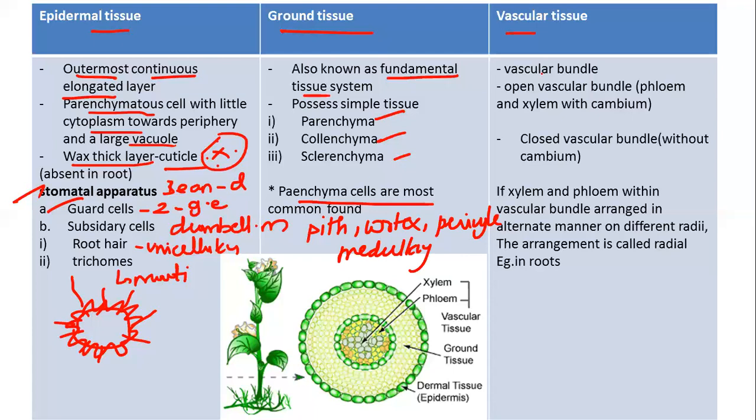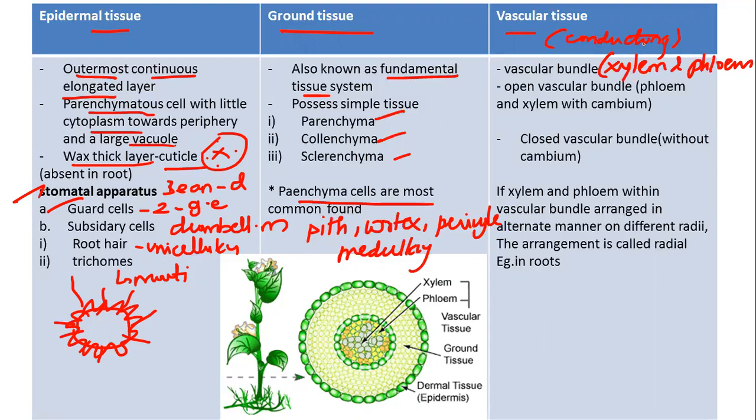Next, we'll talk about vascular tissue. Vascular tissue is also called conducting tissue. That means it helps in conducting food and water, right? There is a vascular bundle which is composed of xylem and phloem. Both xylem and phloem are present, and together they are called a vascular bundle.